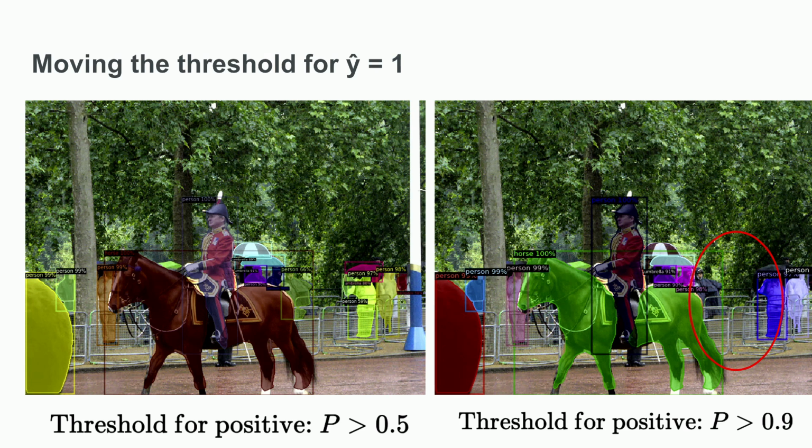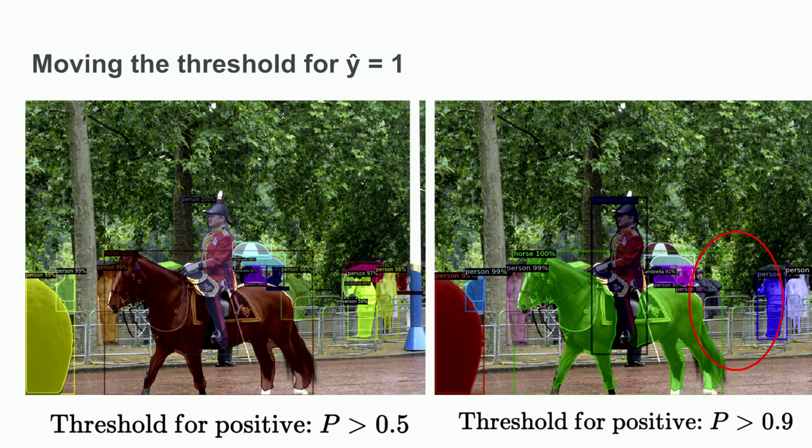If we say that the threshold for positive is above 0.5, the default threshold, we're going to be detecting multiple people in the image with moderate confidence. But check out what happens if I raise the threshold to 0.9. If I raise the threshold, we're going to have fewer detections, and these are highlighted in the image. You see this red circle area where we fail to detect these people that were in the image.